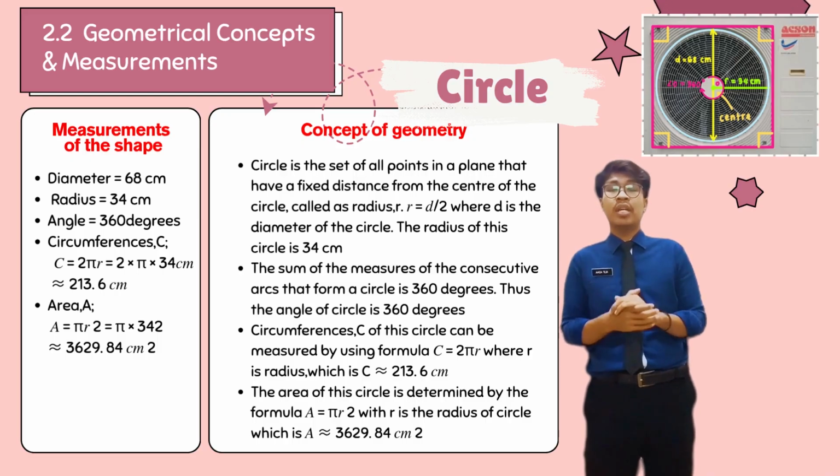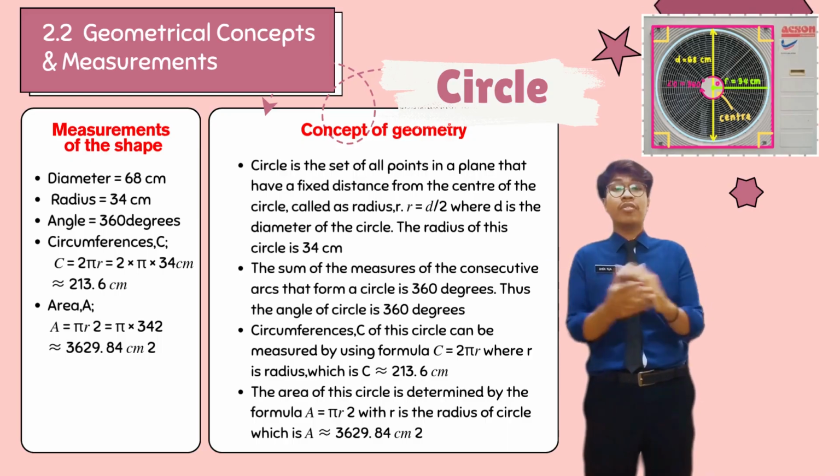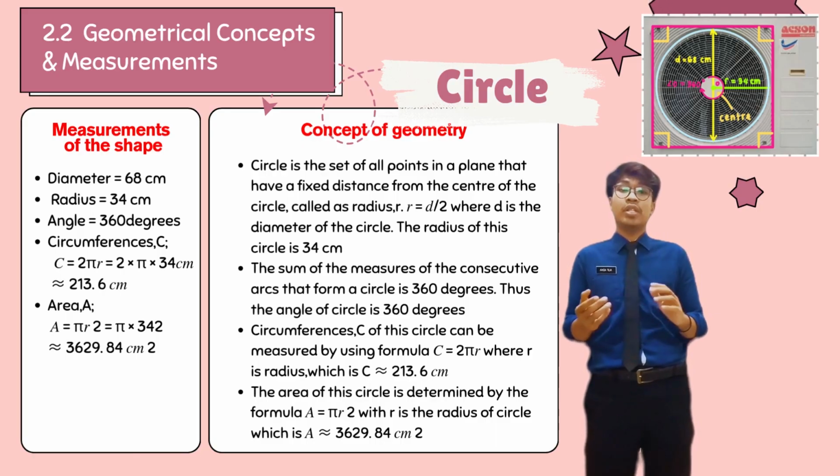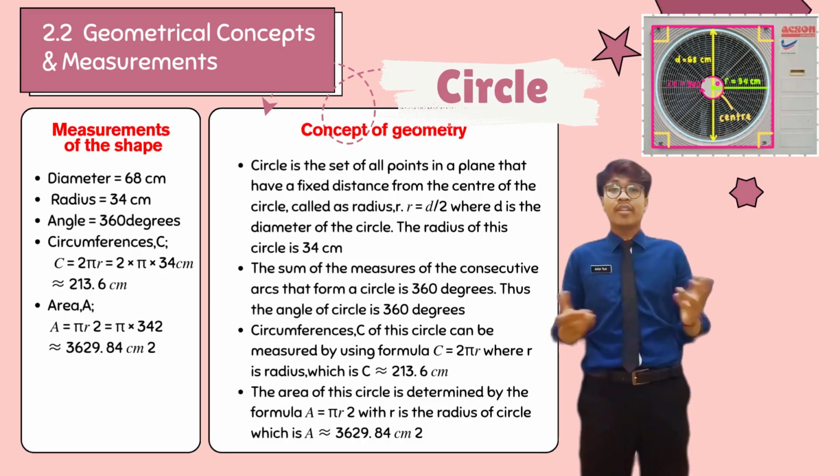The circumference of the circle is 213.6 cm. And the area of the circle is determined by the formula A equals pi r square, which is 3629.84 cm square.